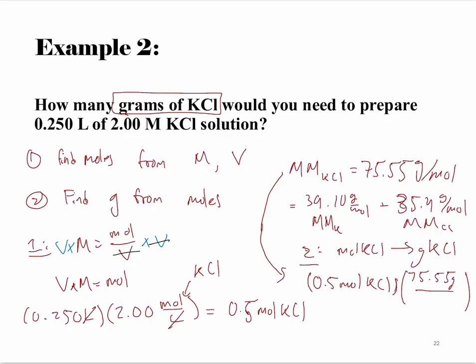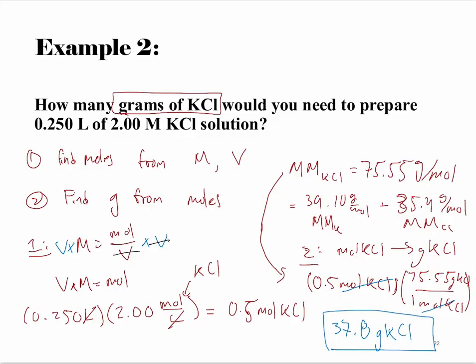74.55 grams KCl per 1 mole KCl, right? That's how we define our molar mass. We see the units of moles of potassium chloride cancel out, and we're left with grams, which is exactly what we're solving for. So if we plug this into our calculator, what do you guys get? 37 point, and then we have 3 sig figs, so we'll just keep it at 37.8 grams of potassium chloride.